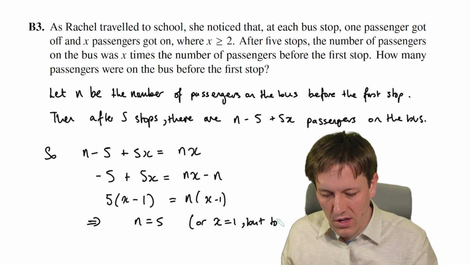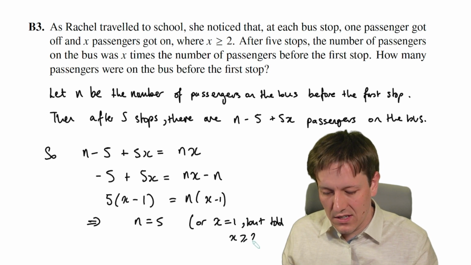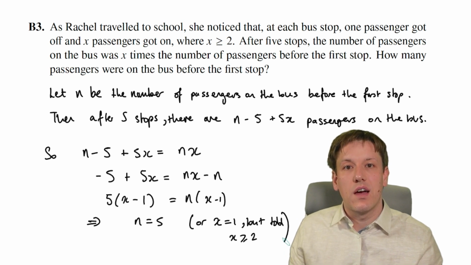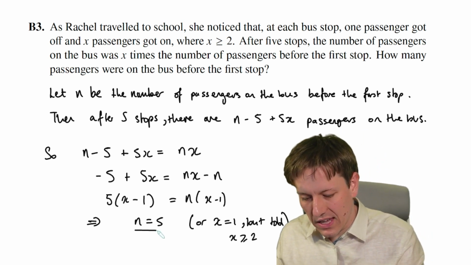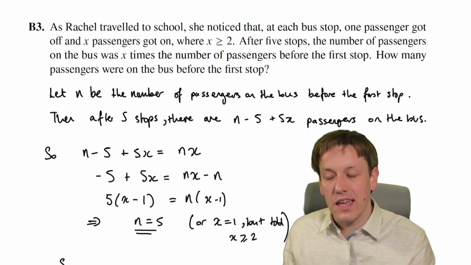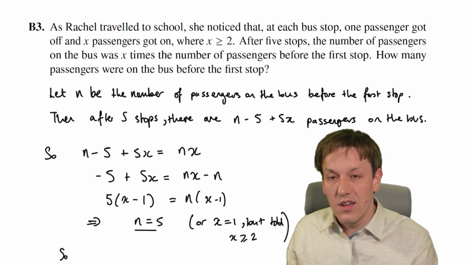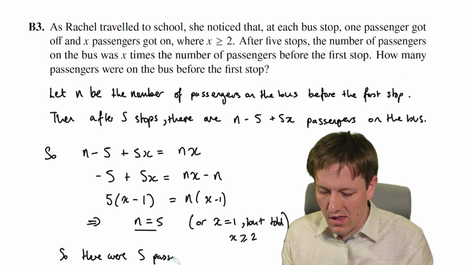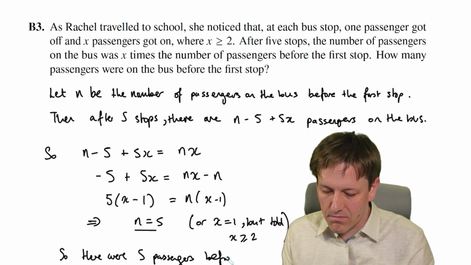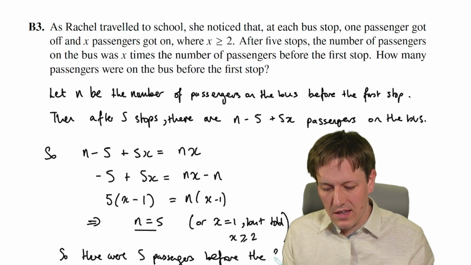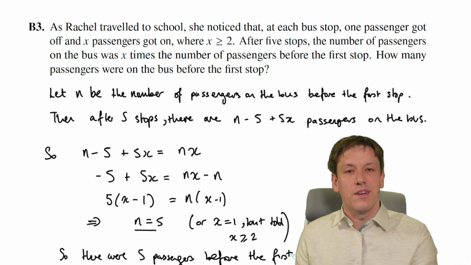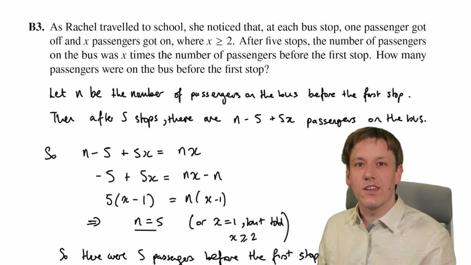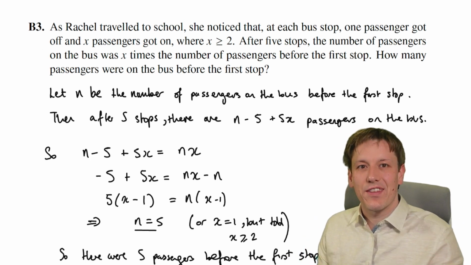But we're told that x is greater than 2. So that means we can rule out that case effectively. So we really do just get n equals 5, and then we can say that, in conclusion, there were 5 passengers before the first stop. And that would be plenty for a full answer here, although I'm gradually running out of space here. 5 passengers before the first stop, and that will get you a nice full 10 marks there, I think.